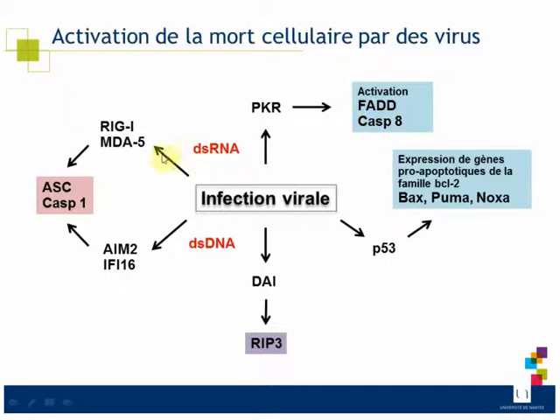Other RNA receptors are involved in activation of the ASC caspase 1. That's pyroptosis, right? Caspase 1, IL-1 beta, inflammation. The same thing can happen with the presence of double-stranded DNA. It can be detected by these receptors, and they activate pyroptosis.